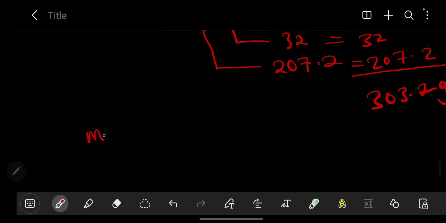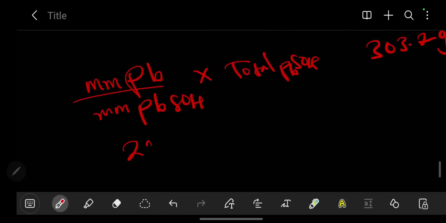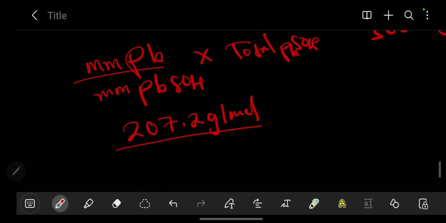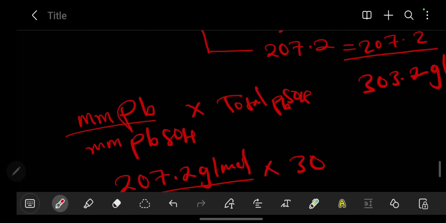So the molar mass of Pb over the molar mass of PbSO4, then we have times the total mass of the PbSO4, which is the actual. So 207 is the molar mass for Pb, grams per mole, over the molar mass of PbSO4, which we have found to be 303.2 grams per mole. Then we multiply this by the total mass.